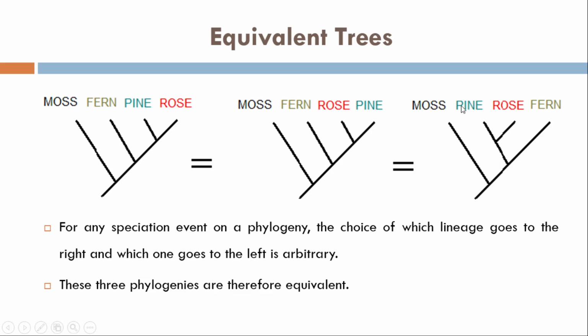And here you also see pine and rose. Here the relationship between pine and rose is the same. Such trees are known as equivalent trees. For any speciation event on a phylogeny, the choice of which lineage goes to the right and which one goes to the left is arbitrary. You can put either one. Either you can put rose first, then pine, or vice versa. So these three phylogenies are therefore equivalent. All three have the same meaning. They are not going to make any difference.